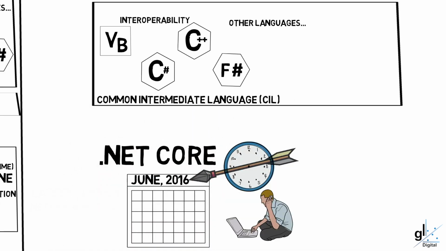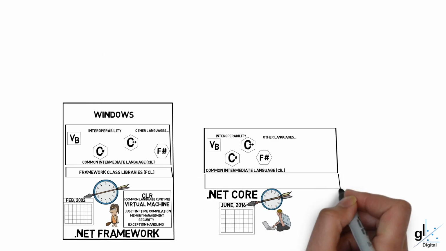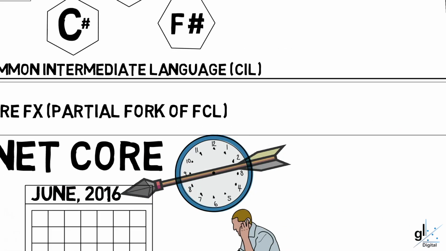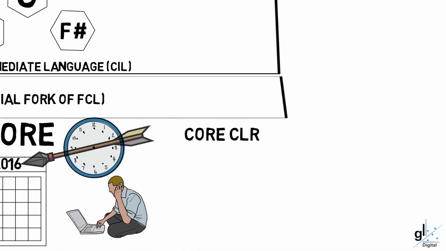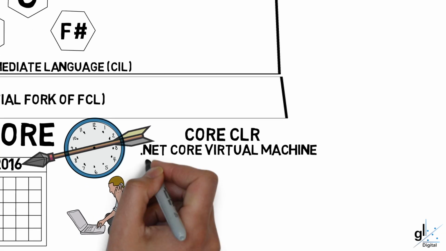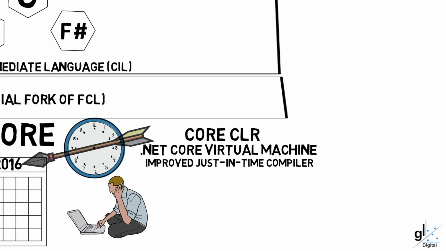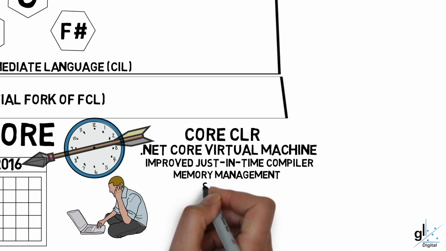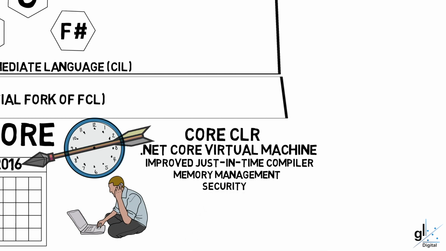.NET Core provides some of the standard framework class libraries, which can be called the Core FX and can be described as a partial fork of the framework class libraries. .NET Core's virtual machine can be referred to as Core CLR or Core Common Language Runtime, and it provides services like improved just-in-time compilation, memory management, security, and exception handling.